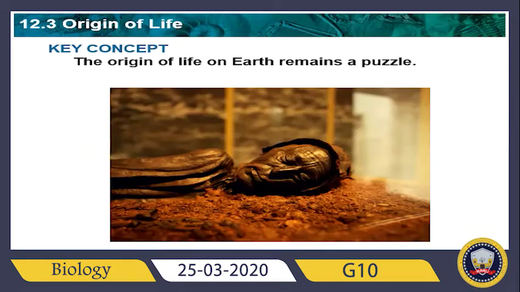So, guys, the origin of life on Earth remains a puzzle. For centuries, many of history's greatest minds have wondered about the origin of Earth and its living things. Despite differences over details of Earth's origins, most scientists agree on two key points. Number one, Earth is billions of years old. Number two, the conditions of the early planet and its atmosphere were very different from those of today.